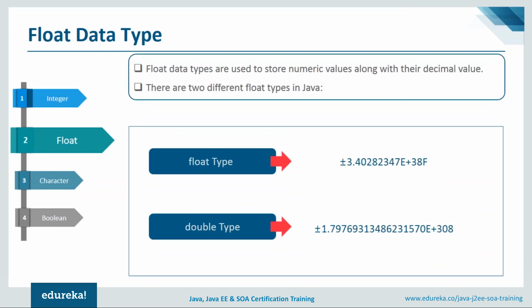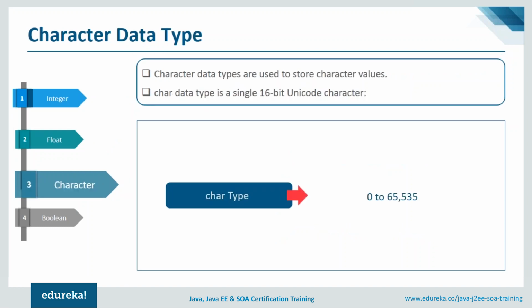Next data type is your floating data type. These are used to store numerical values along with their decimal point or fractional point values as such. Again, there are two types of floating variables present here. You have float and you have double. The precision is what makes a difference here, and by default, it's always double. And if you look at the data type, your float takes 4 bytes and double takes 8 bytes of memory as such.